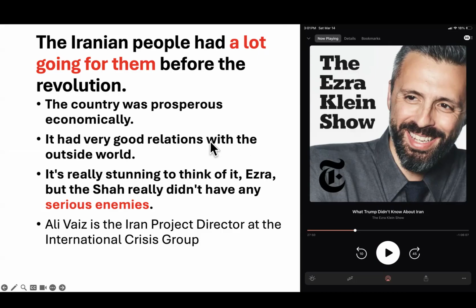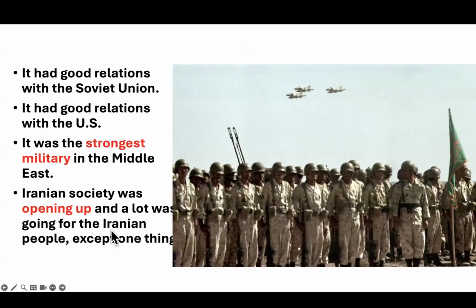They had good relations with the outside world. The country was going through an economic boom with all this outside investment in arms. And the Shah really didn't have any serious enemies. So, it even had good relations with the Soviet Union, strongest military. Iranian society was opening up, and the Shah was a reformer.